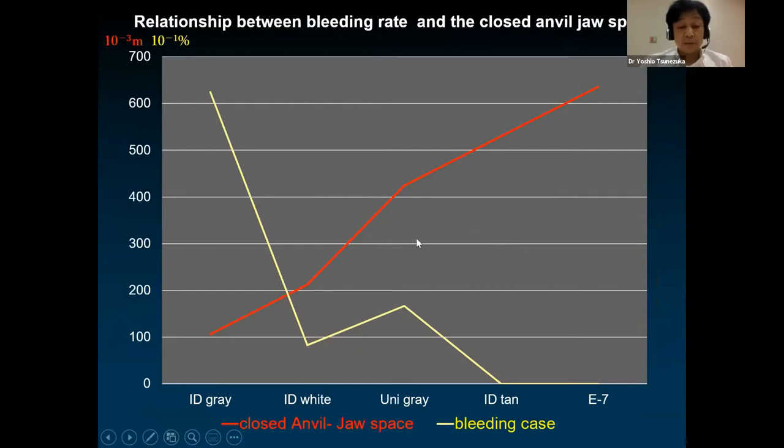This graph is a relationship between bleeding rate and cross umbilical space of several staplers. In a case of Echelon 7, Powered Echelon 7 is very narrow umbilical space, wide umbilical space, no bleeding case. A case with closed umbilical space, I-Drive gray cartridges, is more narrow, the rate of bleeding was higher.